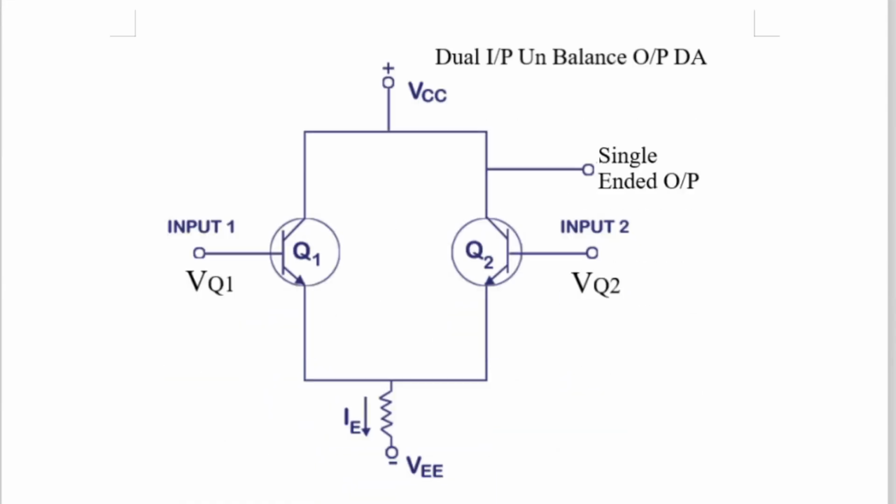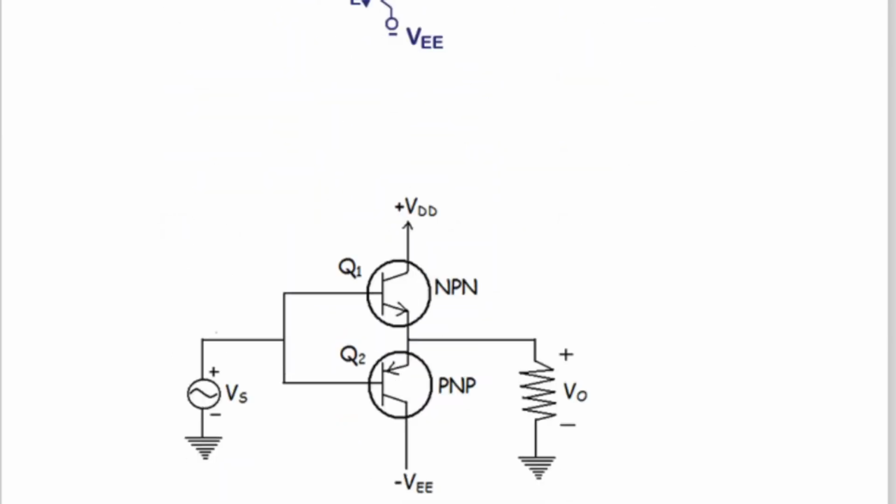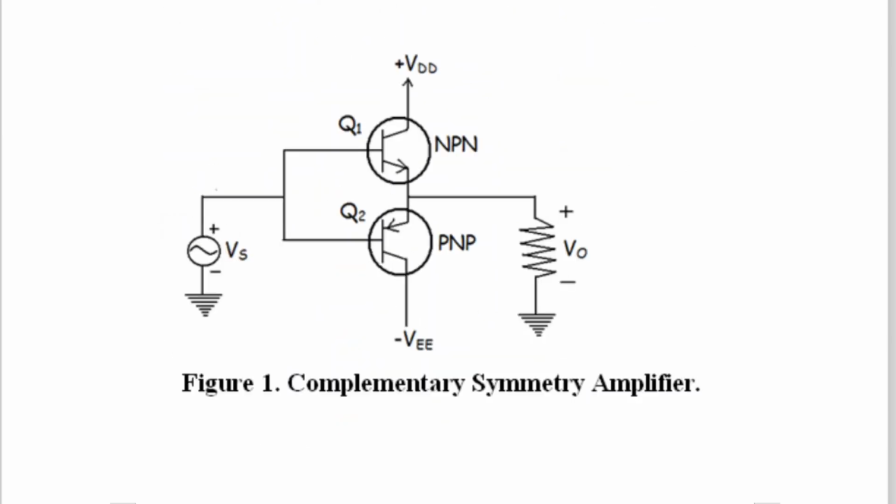Now let us go to the next block, which is called dual input unbalanced output. Output is taken from the collector of transistor T2 only. 2 inputs are there. This will come from here, then the jumper and here. So input 1 and input 2 from the left-hand side, and like that. The last block inside the op-amp is the complementary symmetry amplifier.